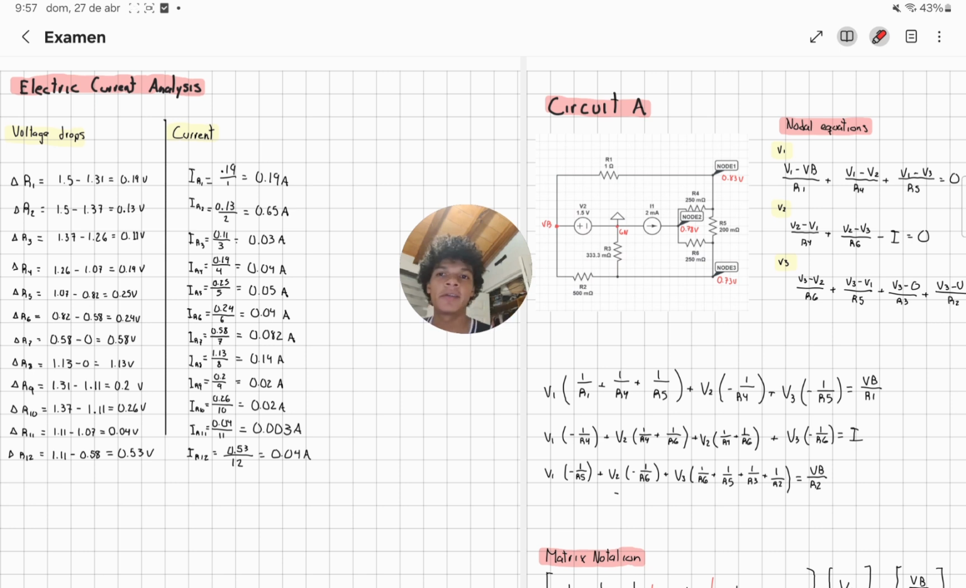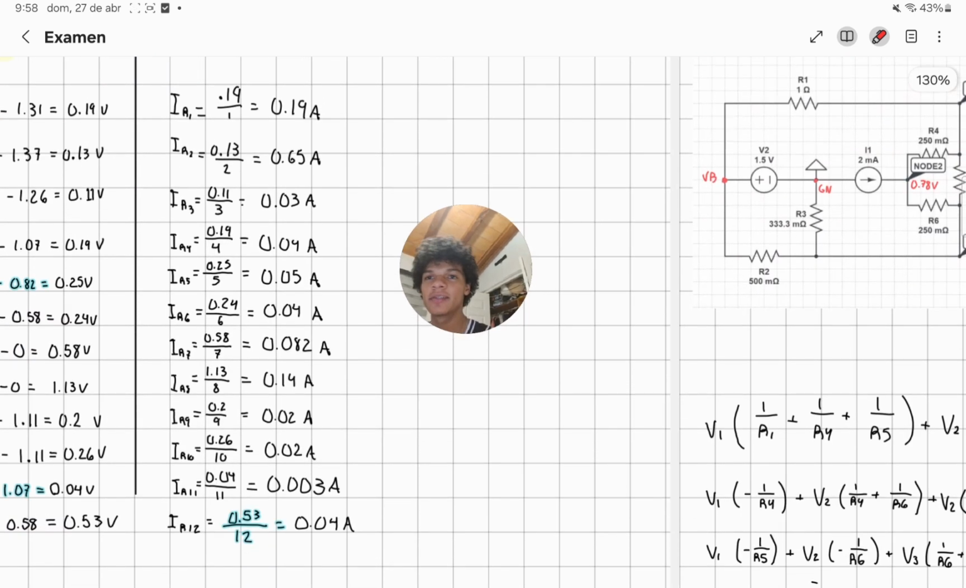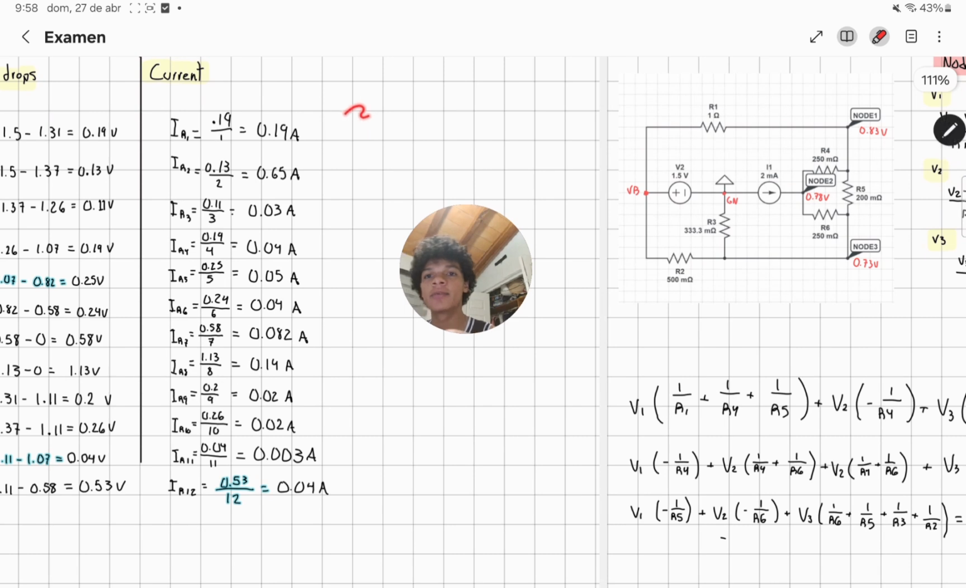Then with that value, we divided it by the value of the resistor in ohms. So in this case, in the exercise, it was resistor 1 ohm, resistor 2 ohms. So we did that, and we have all these values for the amperes.